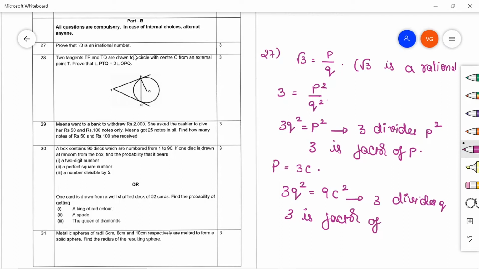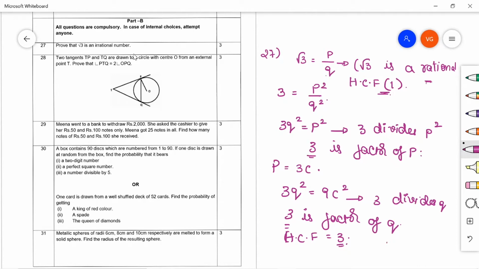So you have another common factor for p and q. If you are taking that p by q as a rational number, that means HCF of p and q, you are assuming it as 1, right? But here you have proved wrong because you have another common factor here. HCF is equal to now 3. You have another common factor for p and q, that is 3 here. So whatever we have assumed, that p by q is a rational number.